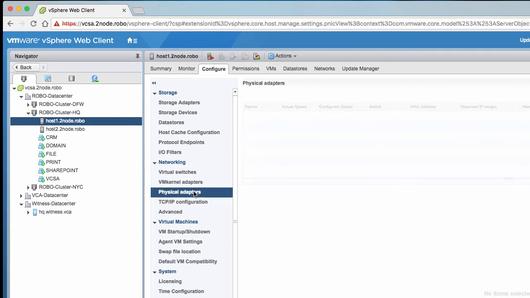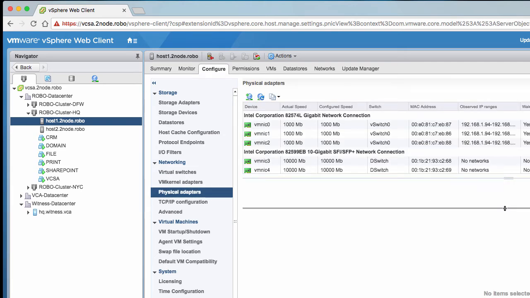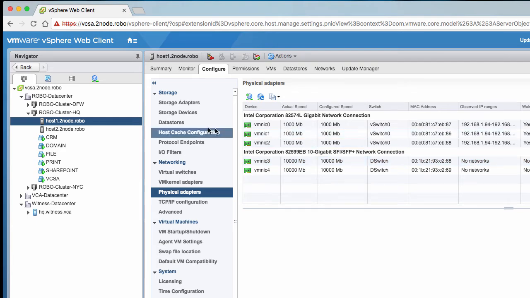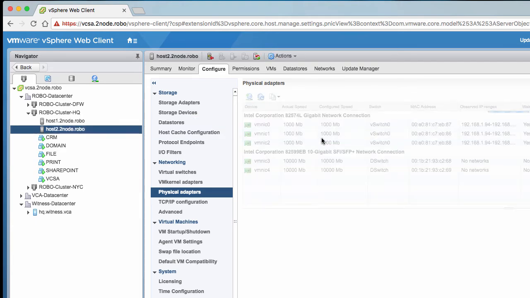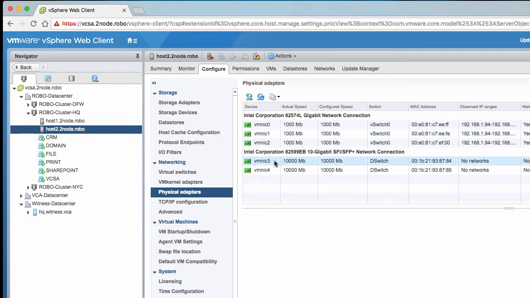If we look at our physical adapters of the host, we'll see we have 3 NICs on vSwitch 0, which is handling our VM traffic. And we have VM NIC 3 and 4, which are 10 gig. They are not connected to any networks. They are in fact directly connected to host 2 on NIC 3 and NIC 4 respectively.